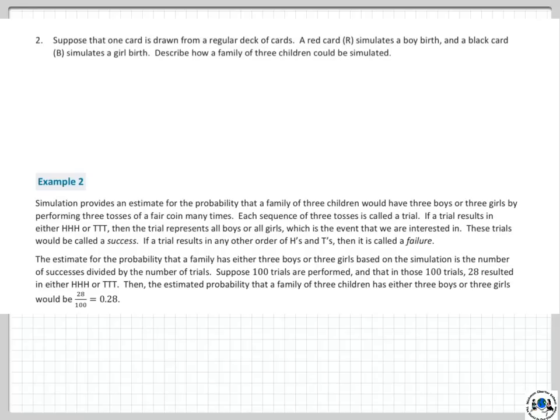So now we're going to look at a deck of cards. Number 2 asks, suppose that one card is drawn from a regular deck of cards. A red card simulates a boy birth, and a black card simulates a girl. Describe how a family of 3 could be simulated.